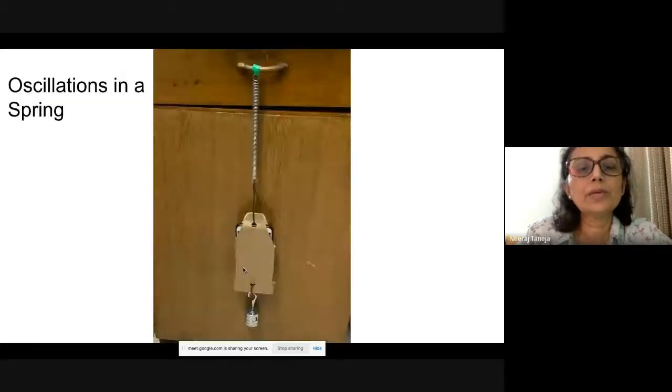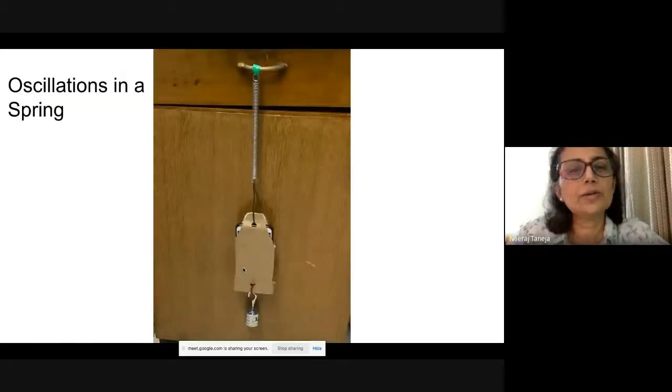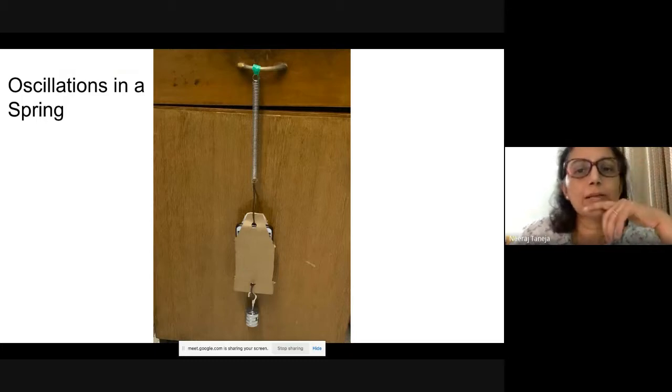Okay. Then quickly this is the last experiment, although there are many more, but I'll just show you this. This is the setup that we did. It's like there is a spring and the phone is tied to the spring, and you have to make sure that your phone doesn't get damaged.